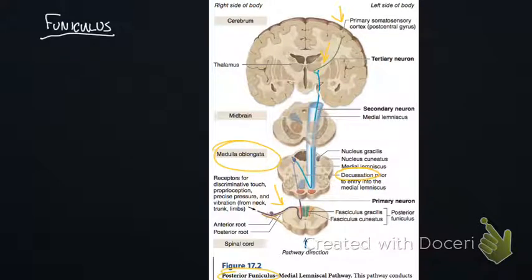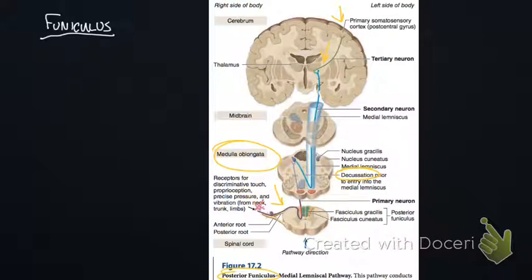So in this picture, it's from your book, you can see what's called a funiculus. A funiculus is a bundle of nerve fibers that are enclosed in connective tissue, and most of them are found within the white matter of the spinal cord. And they're just basically bundles of axons. And in this picture we can follow one of the pathways of these nerve tracts through the spinal cord and actually up into the brain.